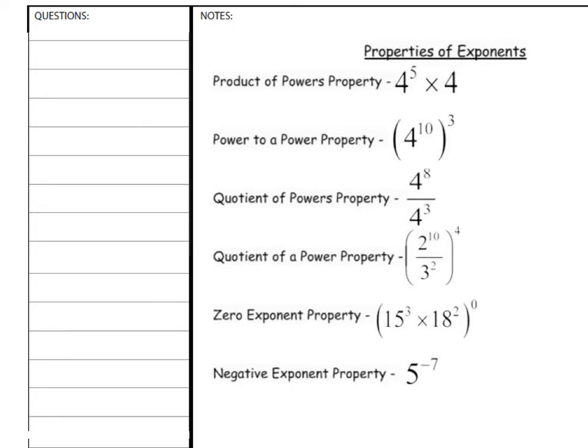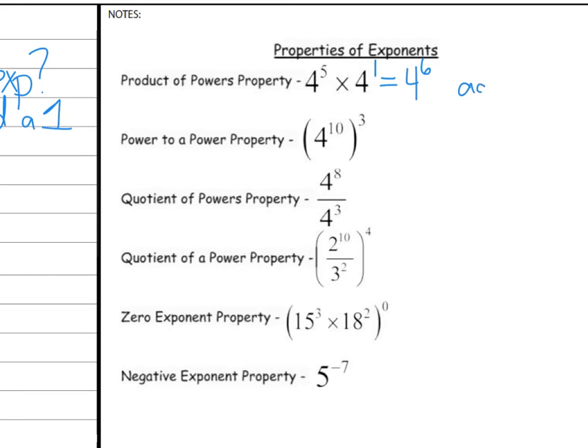First thing I noticed is that 4 does not have an exponent, so I need to give it an exponent. And remember, if it has none, it has a 1. So I'm going to add that over there. No exponent, add a 1. So now I see 4 to the 5th times 4 to the 1st. When I have a problem like this, I'm supposed to add the exponents, so I would get 4 to the 6th, and I need to write that my job for this is to add the exponents.